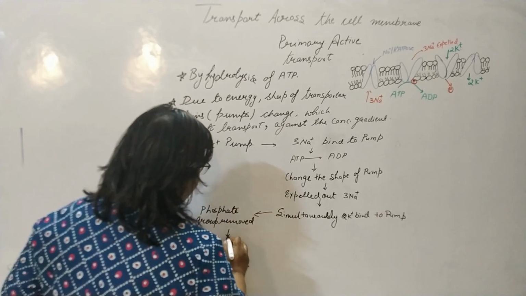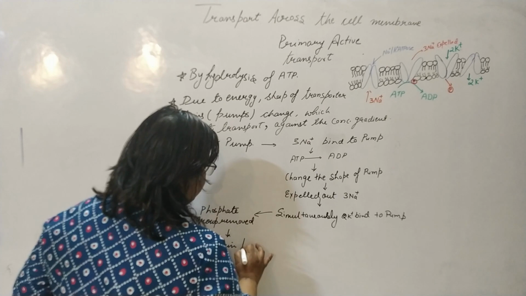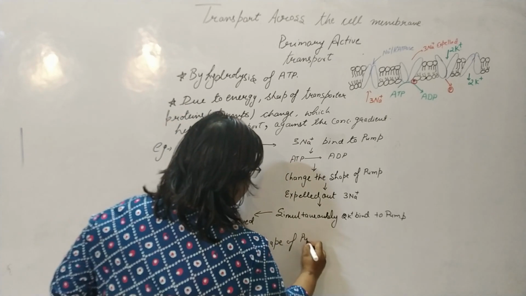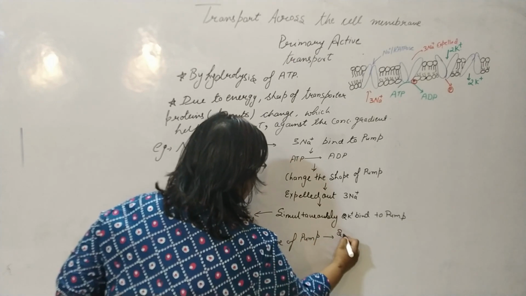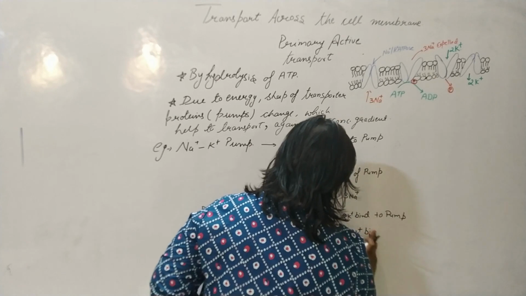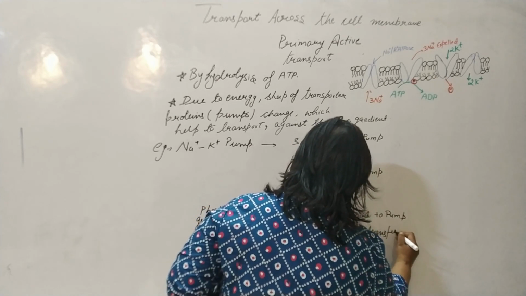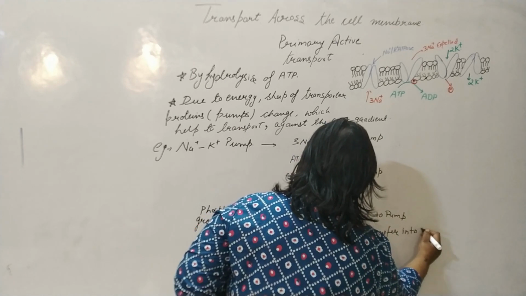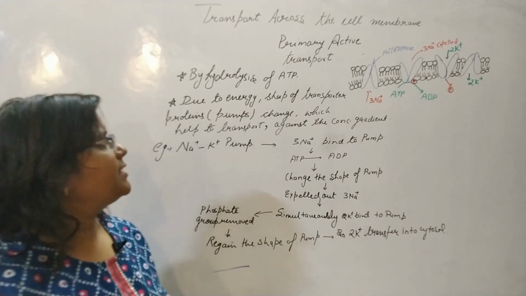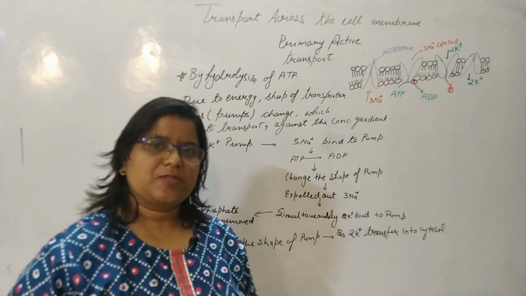And the pump again regains its shape. So the 2 potassium ions are transferred into the cytosol, or cytoplasm. So like that, 3 sodium and 2 potassium ions are transported.